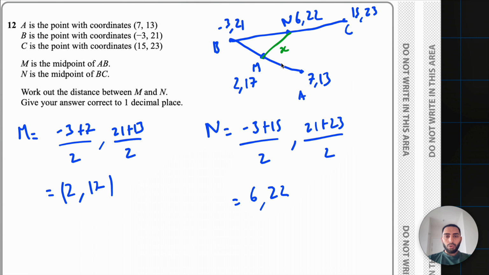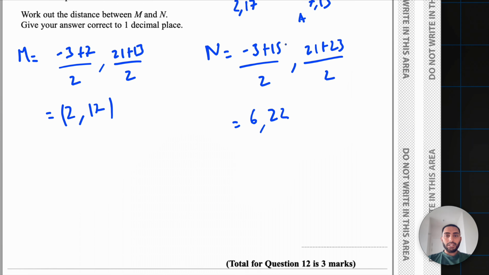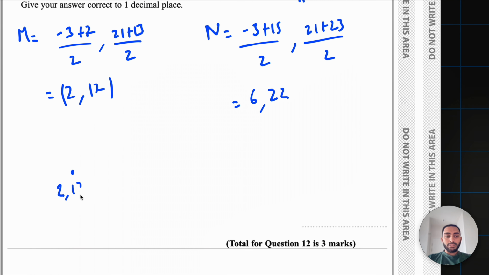So now I've got my two coordinates. I'm going to pull this bit out so I can concentrate on it a little bit more. So I've got 2, 17 and 6, 22. The way I like to approach these questions, I typically think of Pythagoras.